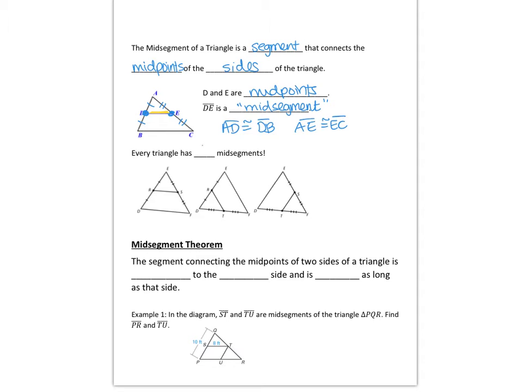Okay, every triangle has three of them. So you can see that they're all drawn here. We have the one RS, we have the one connecting R and T, and finally the one that's connecting S and T.